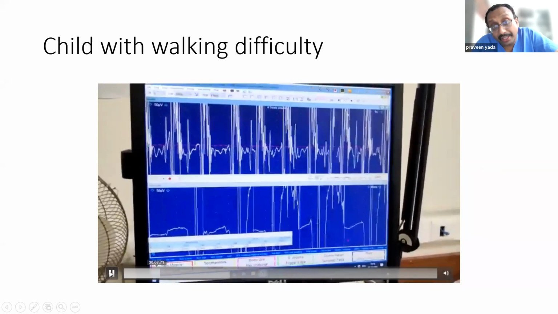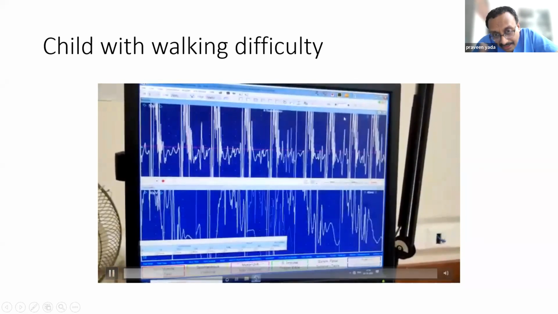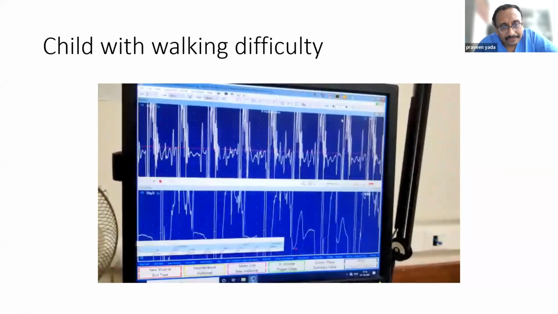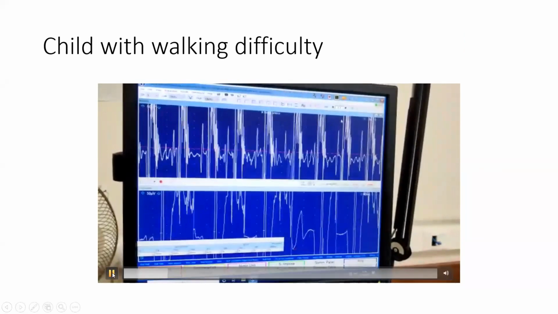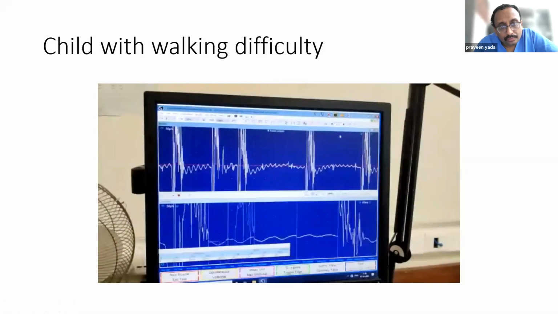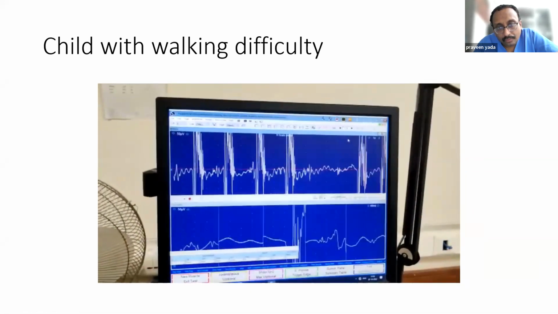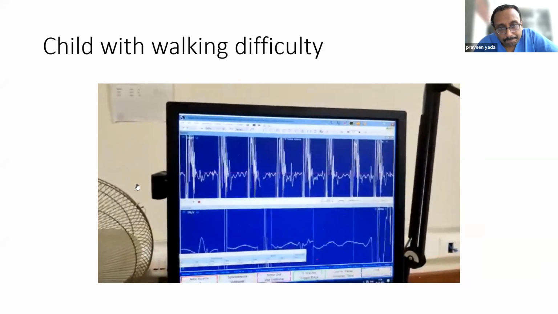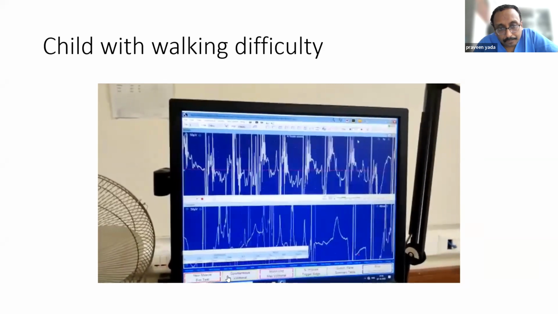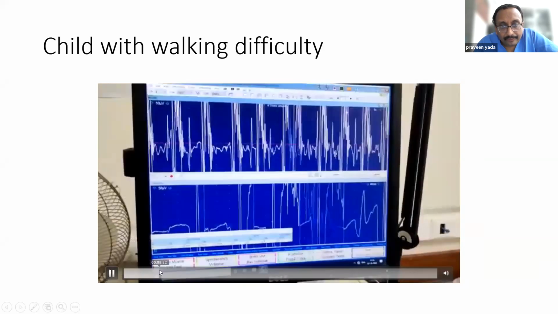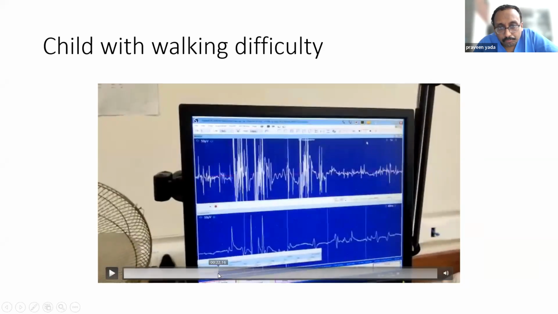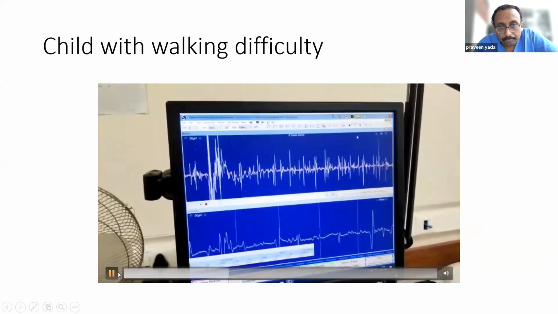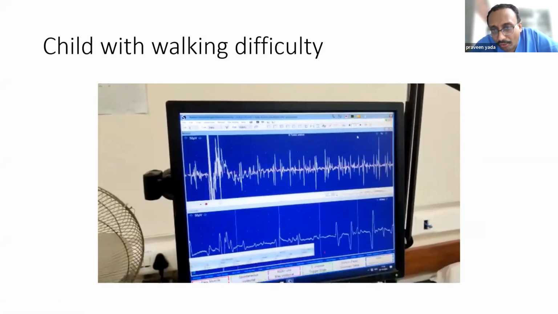Right? This was the spontaneous activity. As soon as I placed the needle, this is what I got. Here, I do agree there are a lot of fibs and positive sharp waves, but the large ones were the fascics which were occurring. Okay.